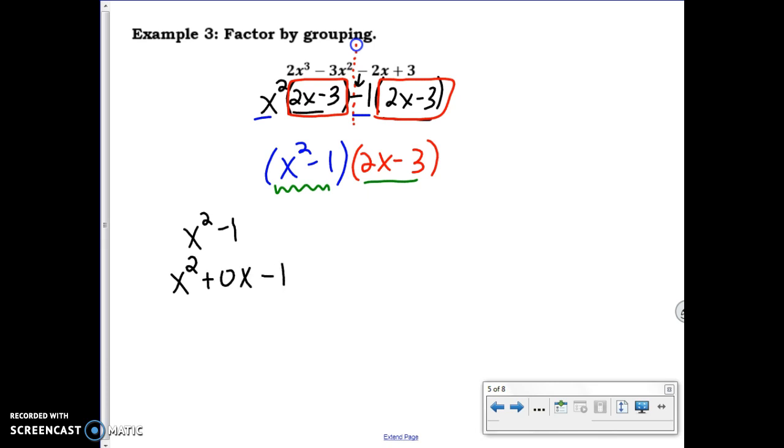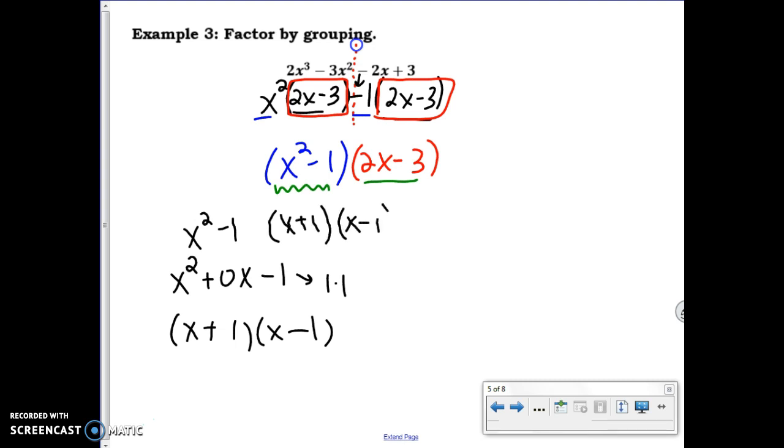Now we treat this like a regular factoring problem. Think about your factors of 1 that would add to 0. Take a second to think about it. Our only factors of 1 are 1 and 1. And if I want 0, that tells me that one has to be positive, one has to be negative, because 1 minus 1 will give us our 0. So instead of this x squared minus 1 up here, I'm going to write these two parentheses: x plus 1 and x minus 1.